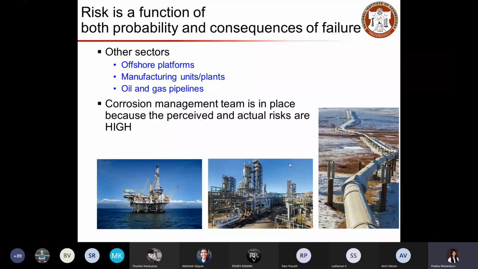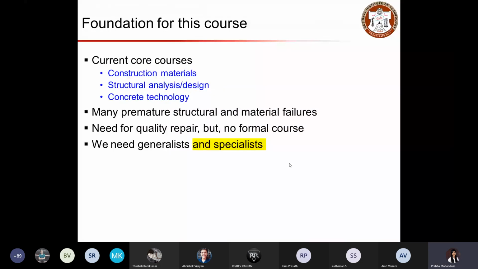Over time we will be discussing a lot of failures of structures, what the significant causes and reasons for such failures are, and what would be the remedy to fix the problem. So the solution for those problems, right? This is the foundation for this course. You should have the basics for this course.